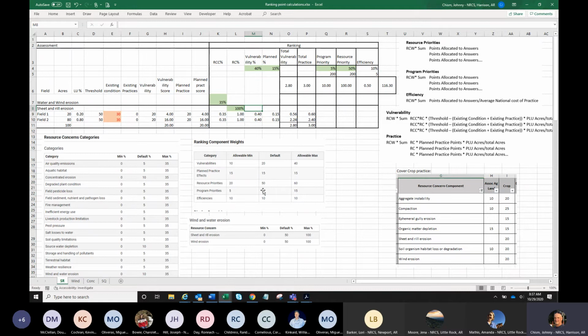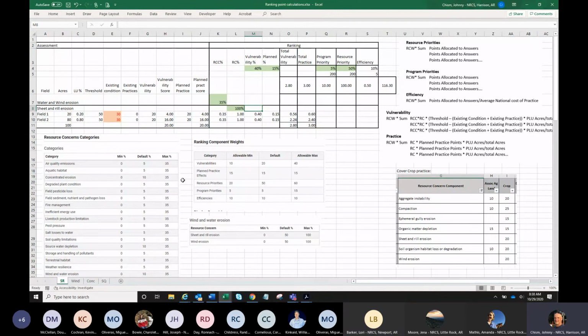So here, our sheet and rill erosion and our wind erosion of this 35% for this category, it's 50-50, but I could set it to 0 and 100, and that changes the vulnerability and the practice scores because those numbers are calculating into that. The question is, what number should you put in there? The answer is, I don't know, but it depends on what they want to do.